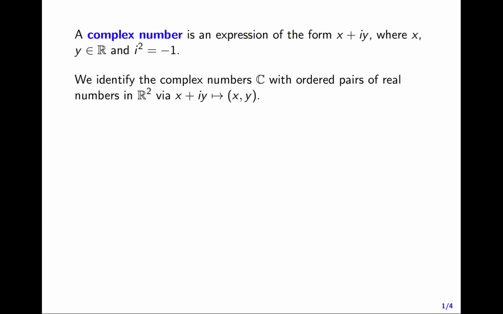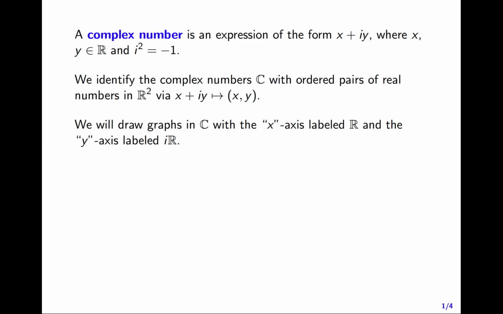We will very often identify the complex numbers C with ordered pairs of real numbers in R2 via the identification that sends x plus iy to the ordered pair (x, y). And I will sometimes draw graphs in C, in the complex plane, with our x-axis labeled as the reals and the y-axis labeled as i times R, the purely imaginary axis. So here's the sort of axes I'll be giving you frequently. Horizontal axis is real, vertical axis is purely imaginary, i times R.